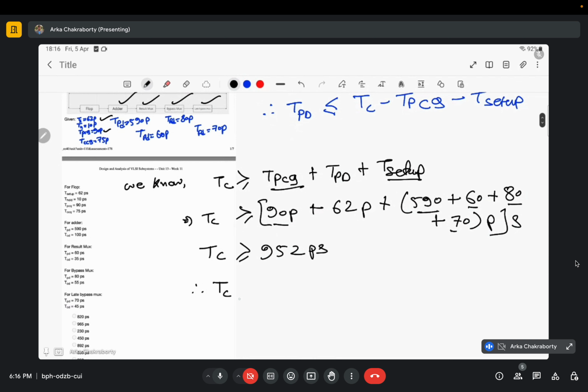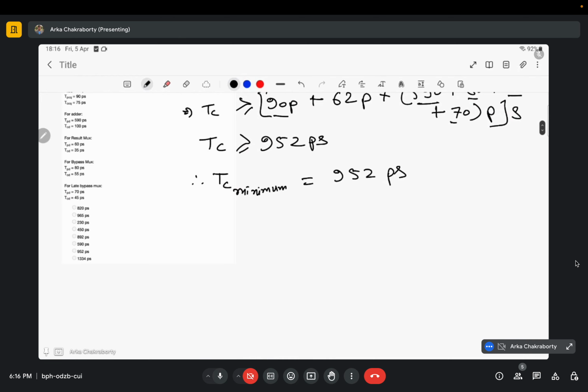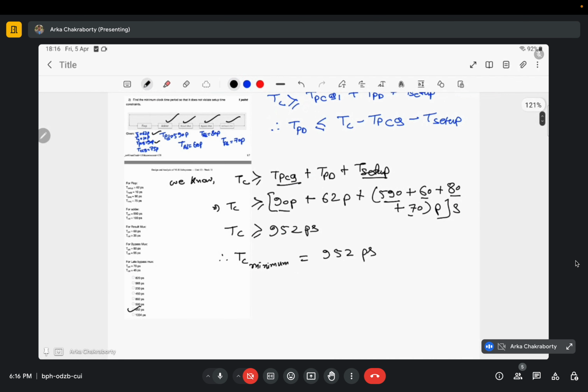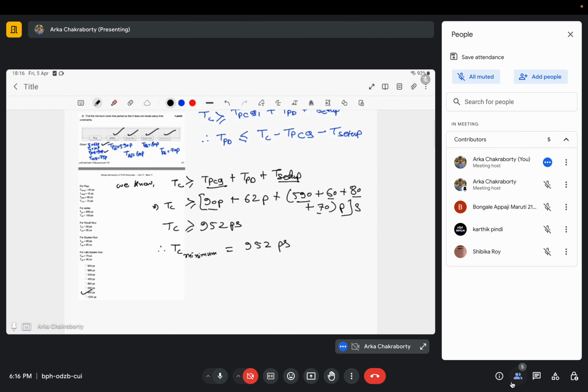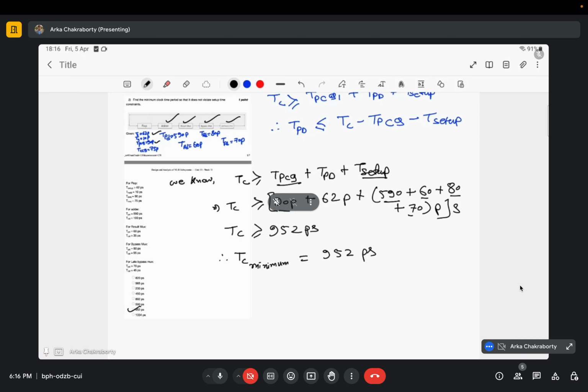Therefore, TC minimum will be 952 picoseconds. Clear? Yes, this is the answer. Everyone clear how I am getting this? Any confusion? Okay, if everything is clear, we can move on.